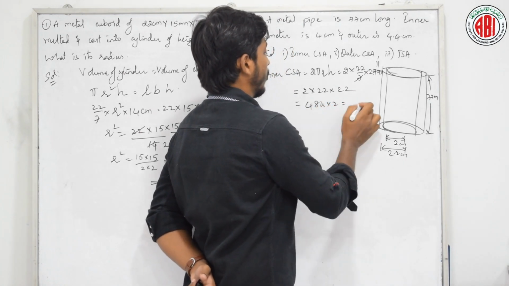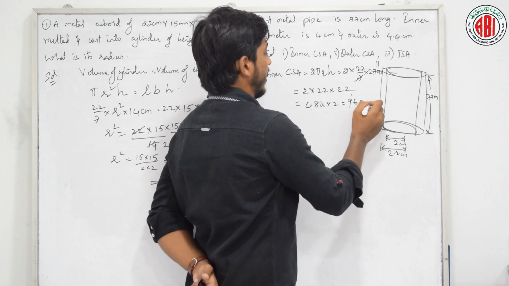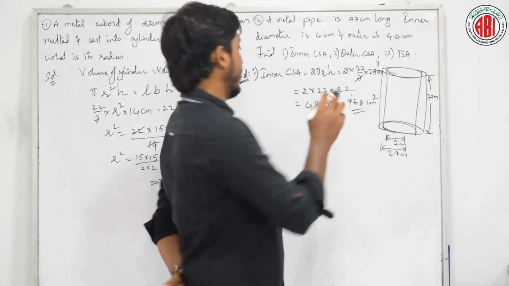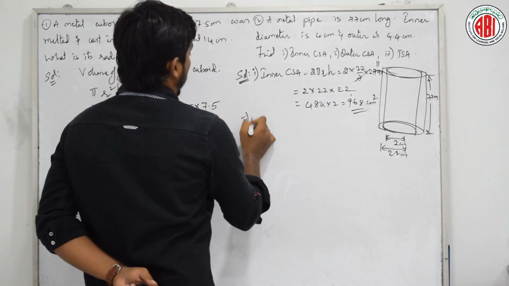Just multiply. 4 2s are 8. 8 2s are 16. 4 2s are 8. 968 centimeter square. This is inner CSA. Now let us find for outer CSA.